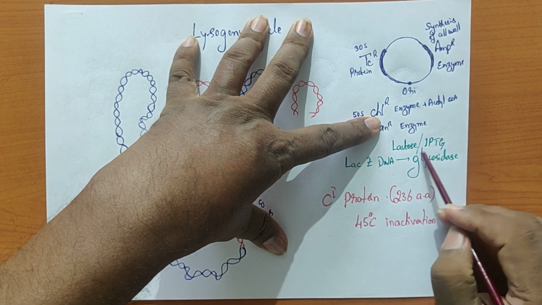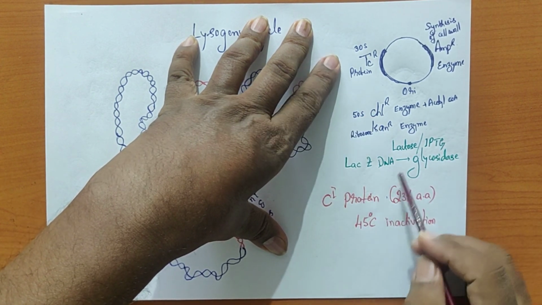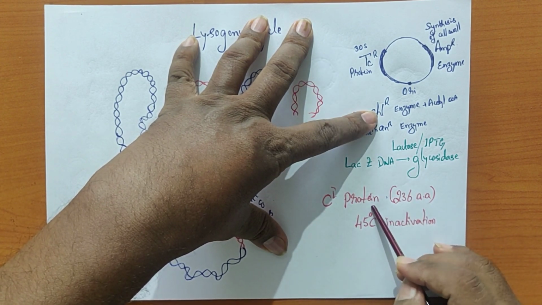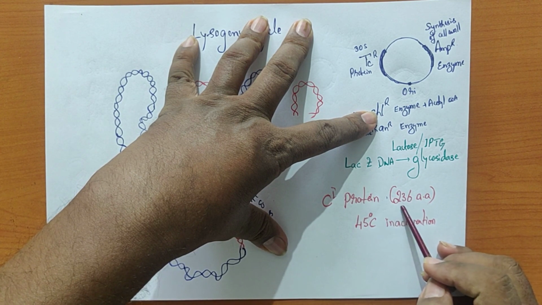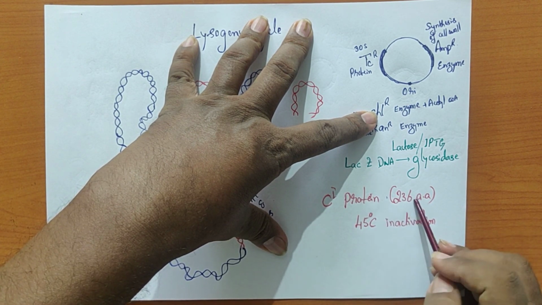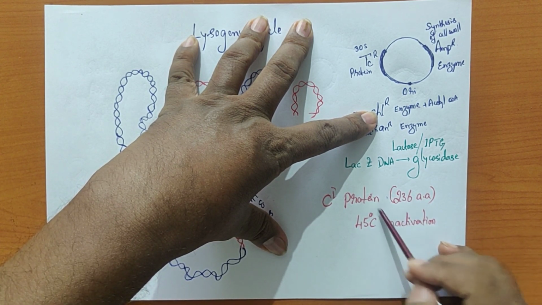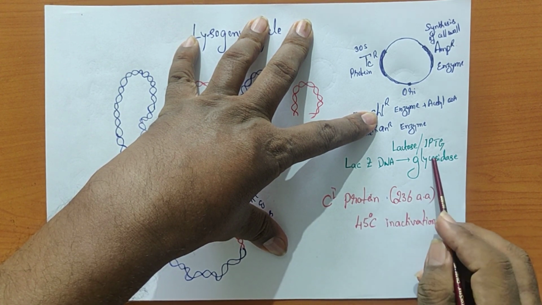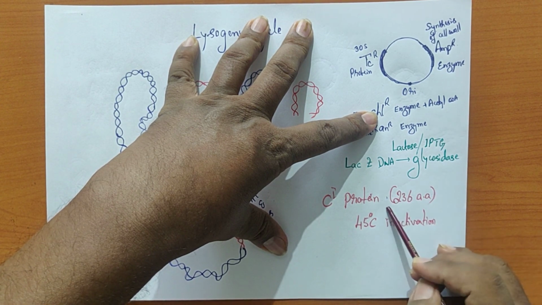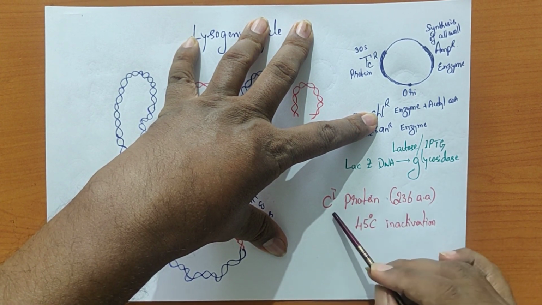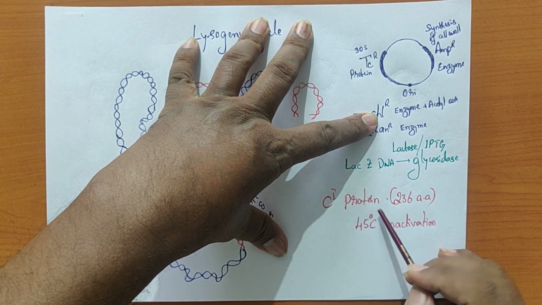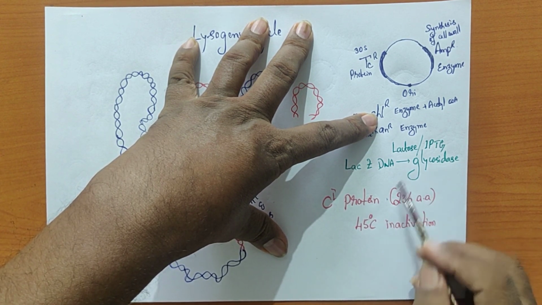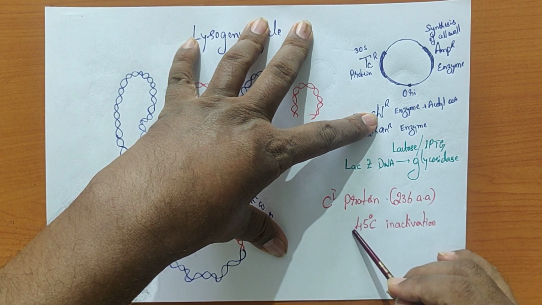But the advantage of the C1 repressor protein over lacZ is that here the promoter is temperature sensitive. We don't have to add anything. All we have to do is change the temperature of the incubation medium. Here we don't have to add IPTG, we don't have to add anything. So the C1 repressor protein is easily under our control. All we have to do is increase the temperature.